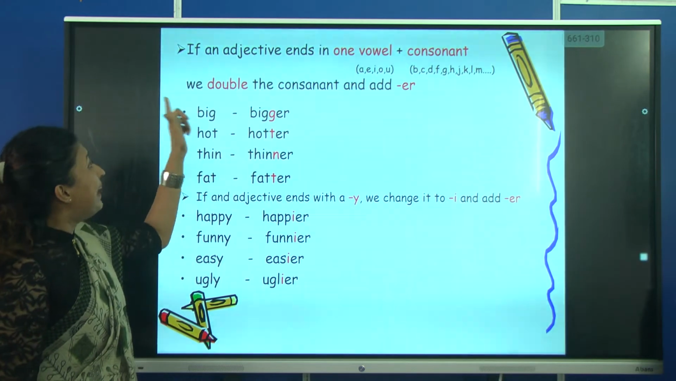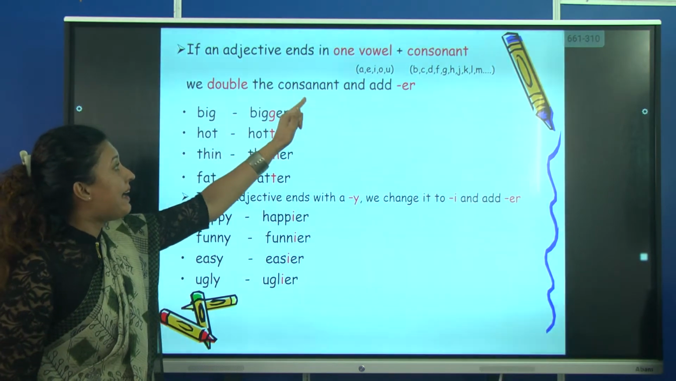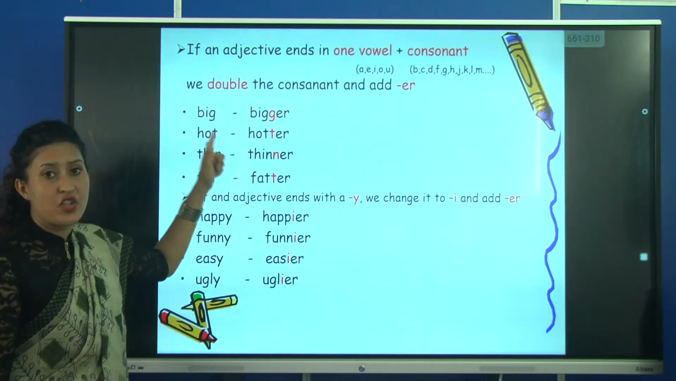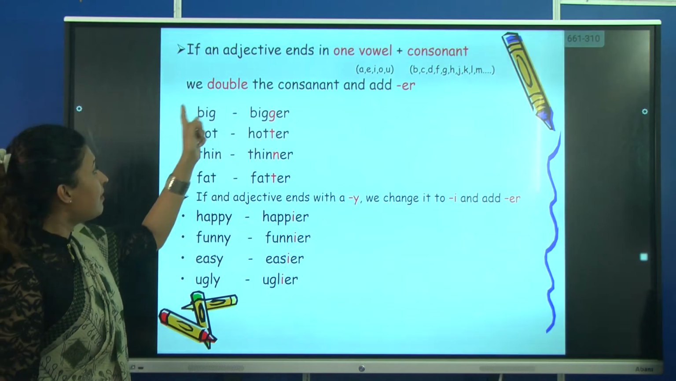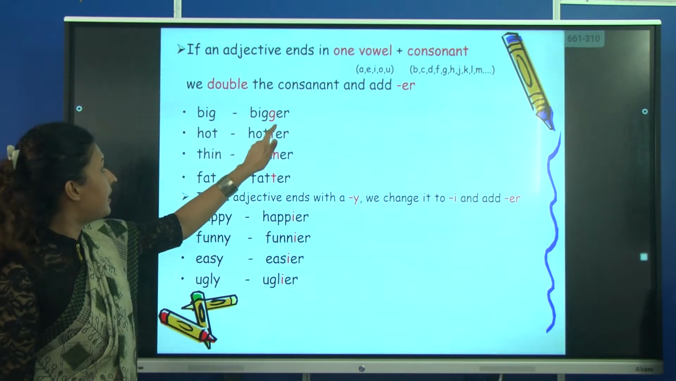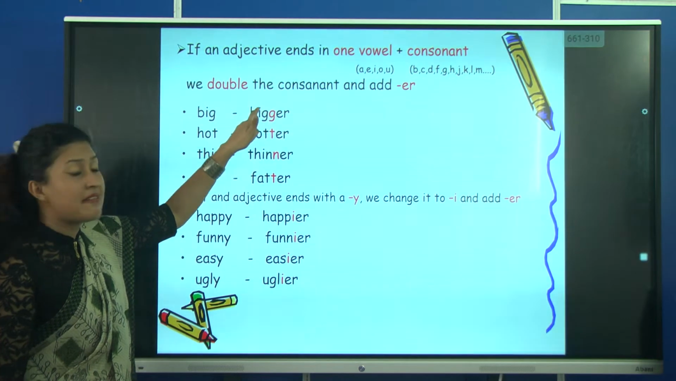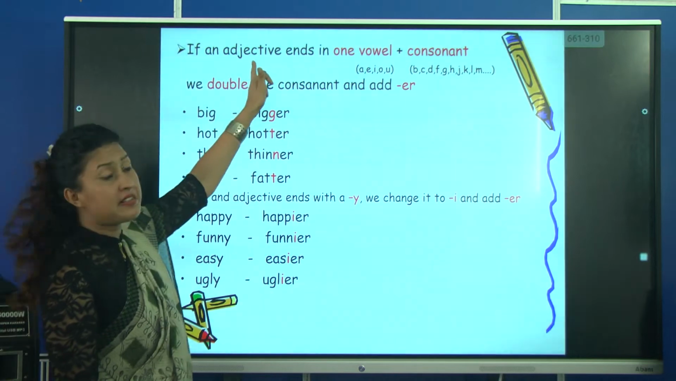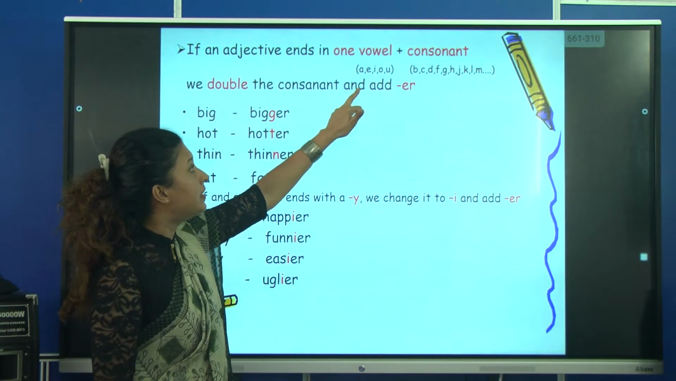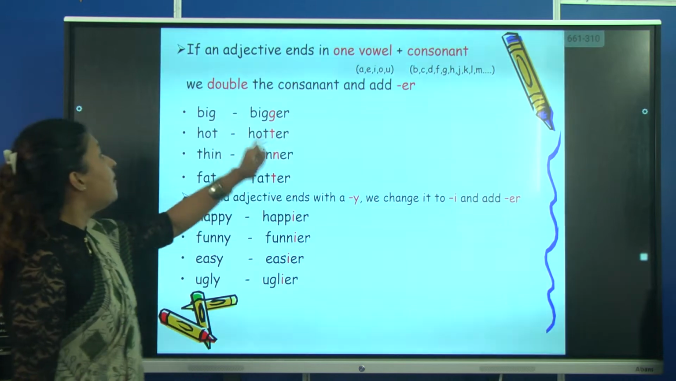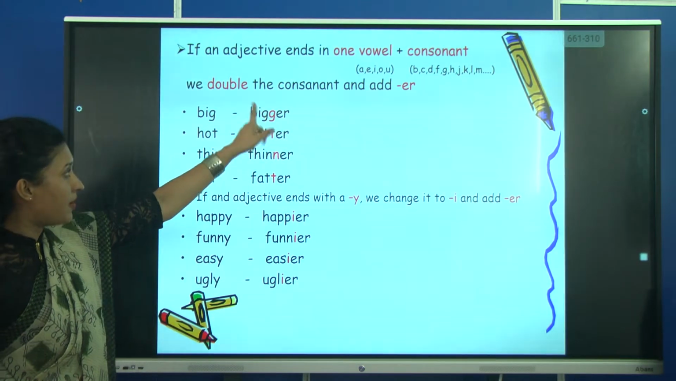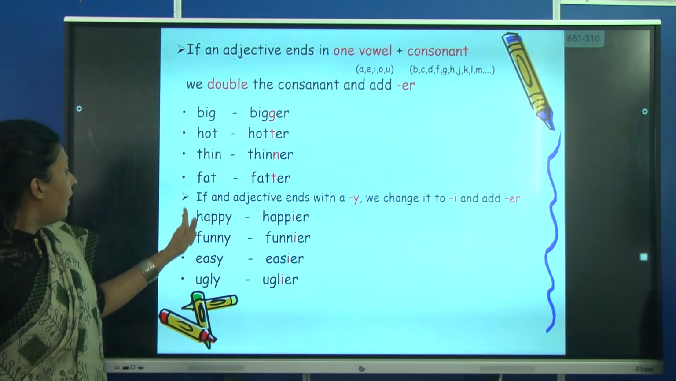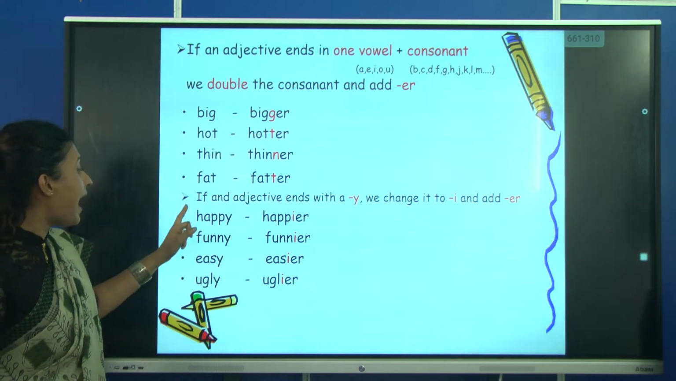Now, we double the consonant and add er. You can see here, big is big. But when we have converted it, now can you see there is another extra g. That is because if an adjective ends in one vowel plus a consonant, we have to double the consonant and add er. Understood?